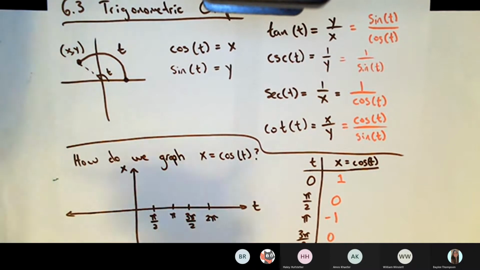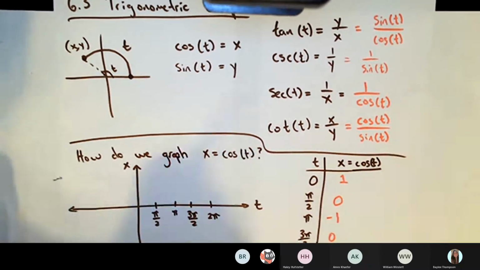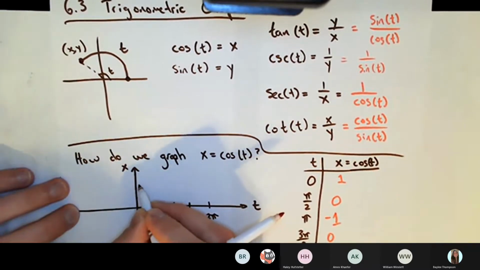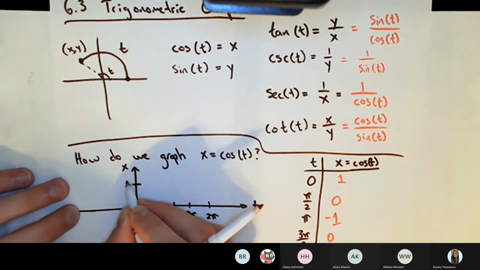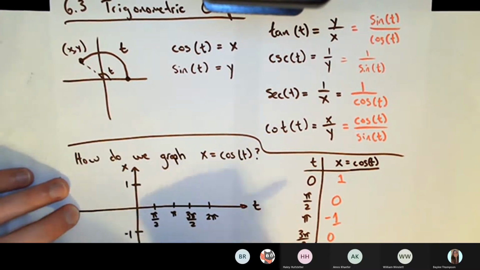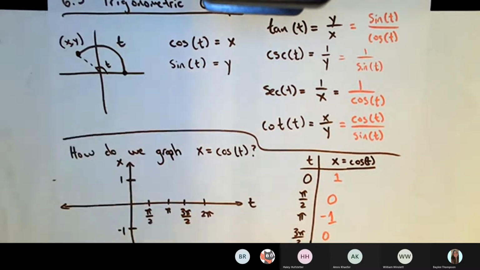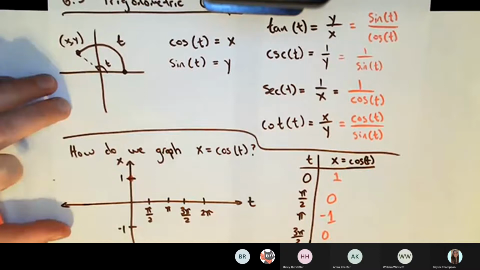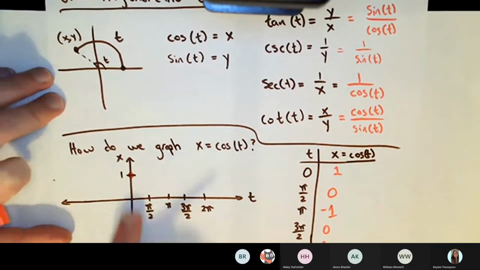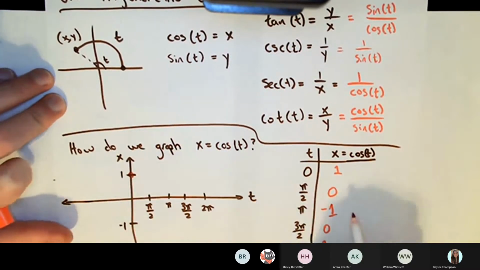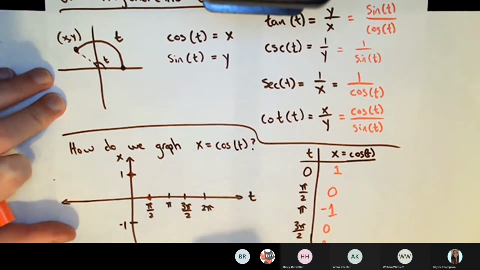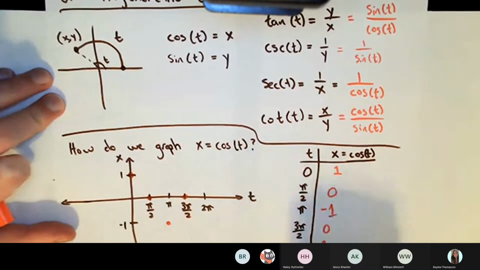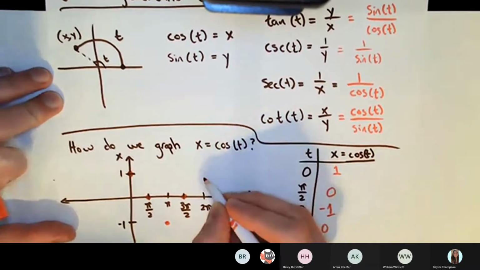And then what are the possible outputs here? Possible outputs are 1, 0, and negative 1, so I'll put a 1 up here and a negative 1 down here. Okay, so at t equals zero, the x value is one. And remember, x is measuring the vertical axis here, right? At t equals pi on two, we're at zero. At t equals pi, we're at negative one. And at t equals three pi on two, we're back at zero. And then at t equals two pi, we're back at one.